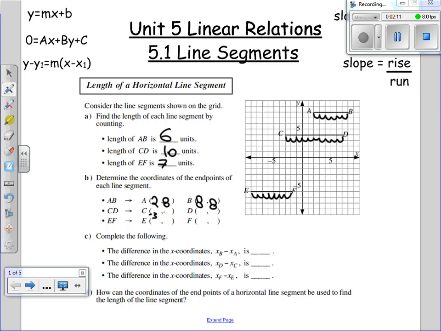Minus 3, comma 4. What's the point for D? 7, comma 4. Correct. What's the point for E? -9, -6. And what is F? -2, -6. Yeah. It's important that you guys are able to do this.